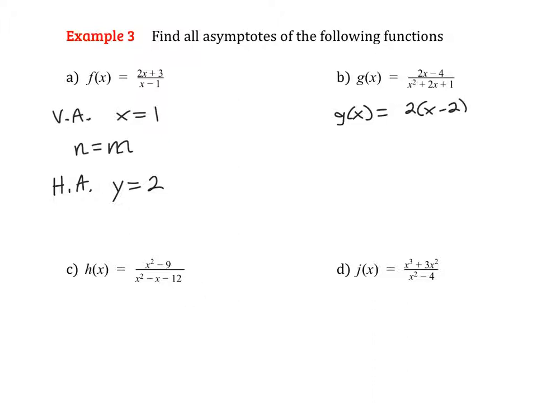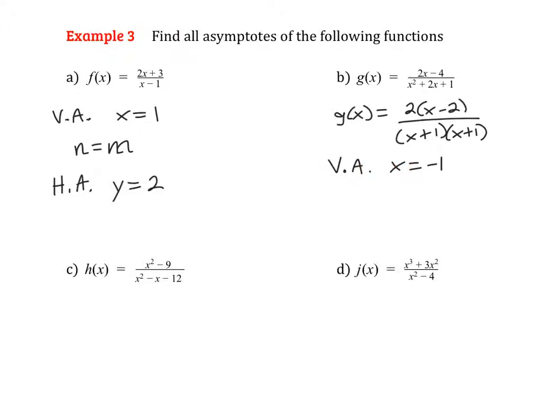So in my numerator, I have 2 times (x - 2). In my denominator, I have (x + 1) times (x + 1). Okay, so nothing cancels out or simplifies, meaning I don't have any holes. So if I look for my vertical asymptotes, meaning my restrictions, I see that I have a restriction at x = -1, and that will be my only vertical asymptote.